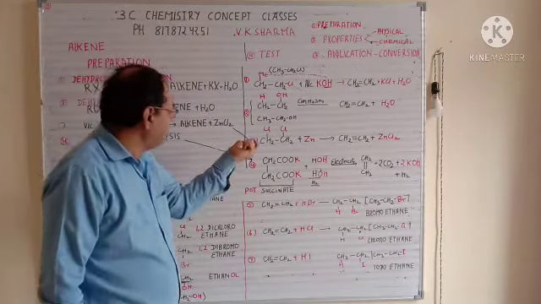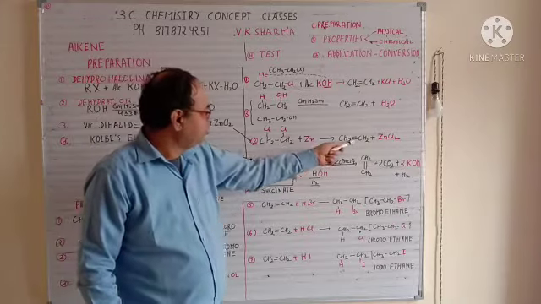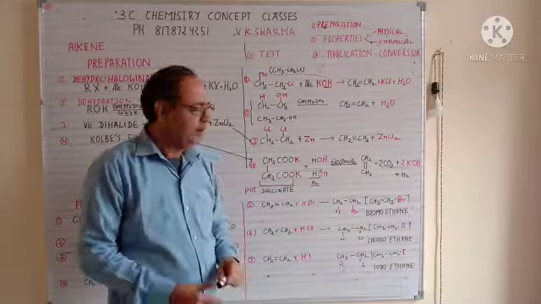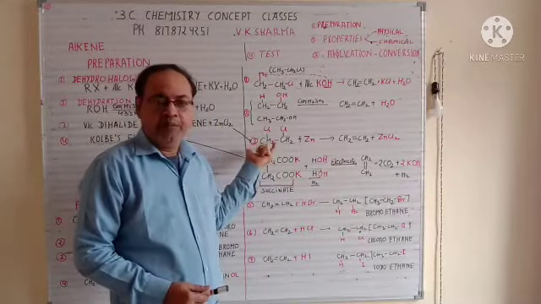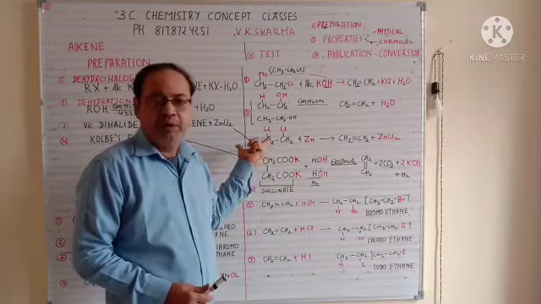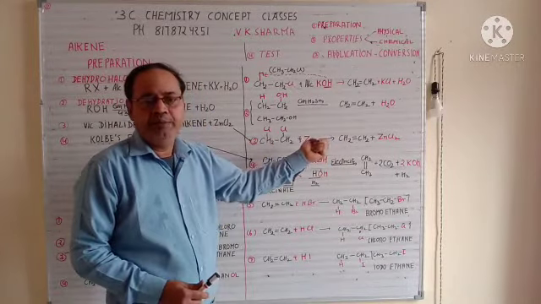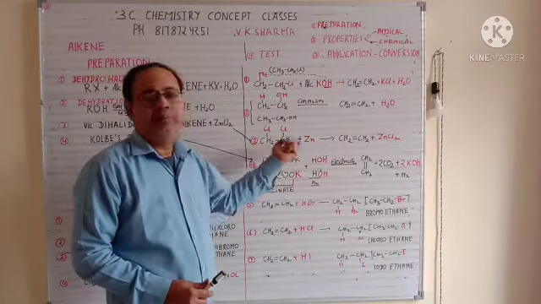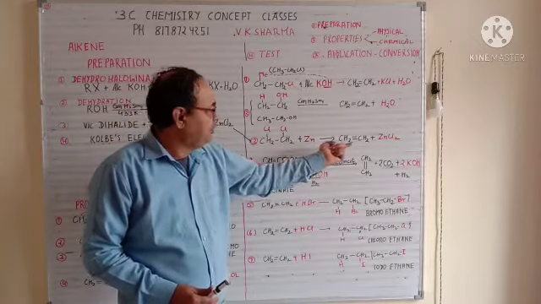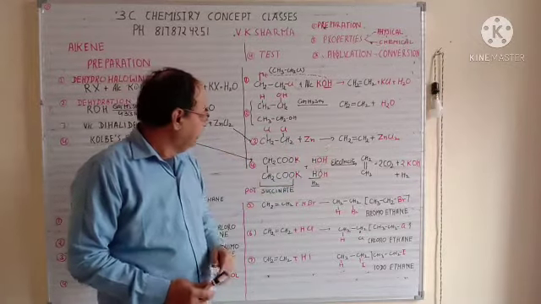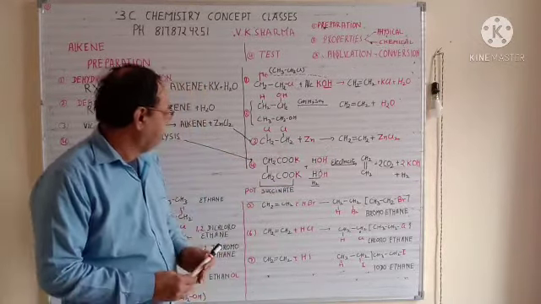The left portion is CH2CH2, and ultimately it will attain the double bond. So this will give you CH2=CH2 plus ZnCl2. In the same way, if you take propane vicinal dihalide, it will give you propene. Butane vicinal dihalide gives you butene. Pentane vicinal dihalide gives you pentene. So this is the way you can make alkene with vicinal dihalide.